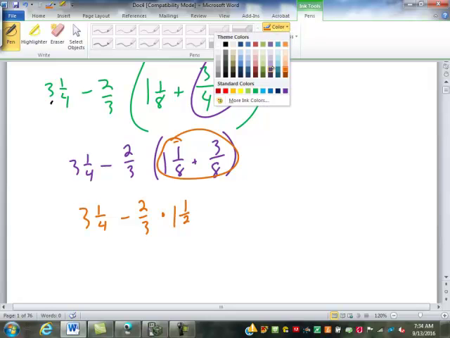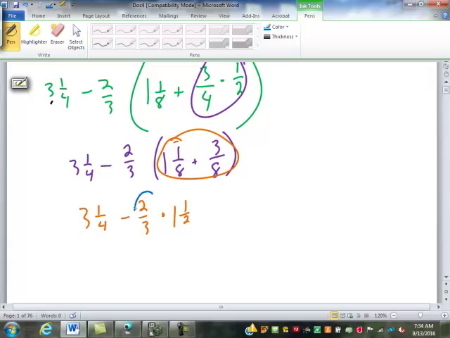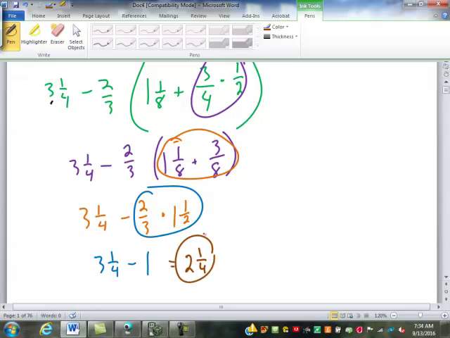And then, I heard someone start to say it. 2/3 times 1 and 1/2 is 1. Then 3 and 1/4 minus 1 is 2 and 1/4. Anybody have 2 and 1/4? Cool.